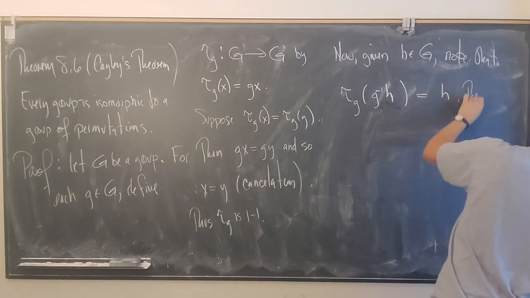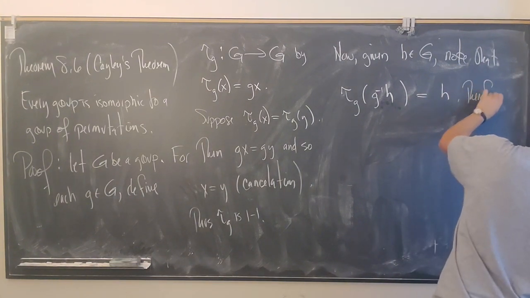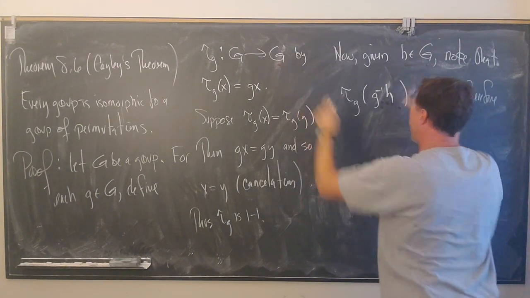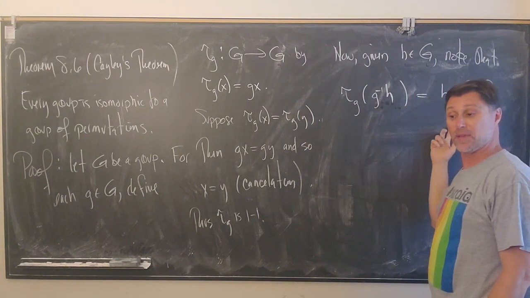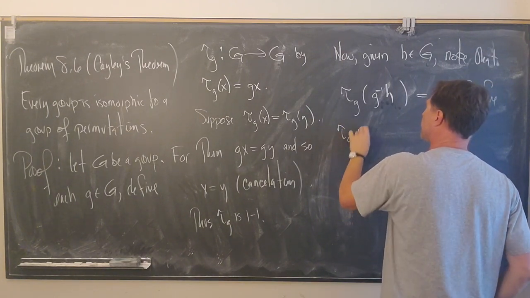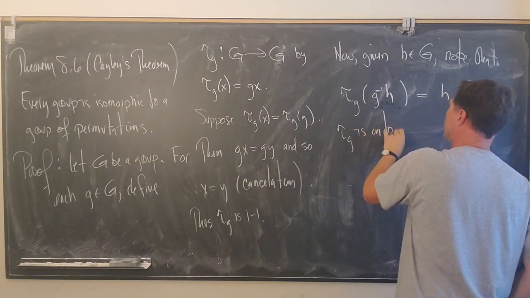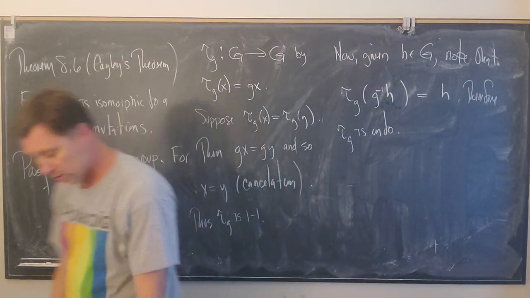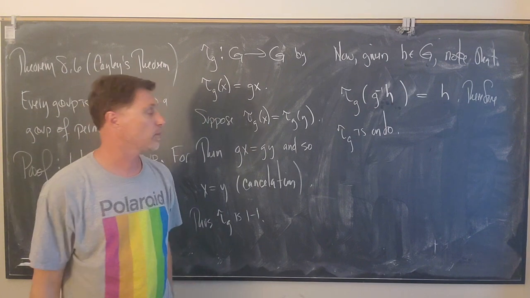Therefore, what did I just show? I chose somebody in the codomain. I produced somebody in the domain that gave me that output. So therefore, tau sub g is onto. So what we have for every little g, tau sub g, is a bijection from G to G.